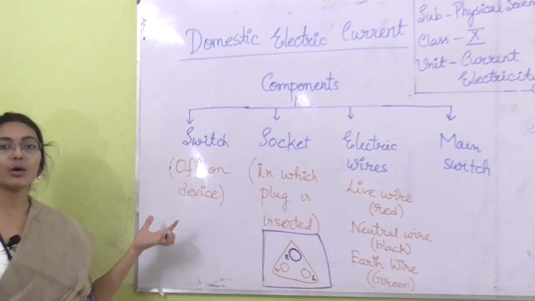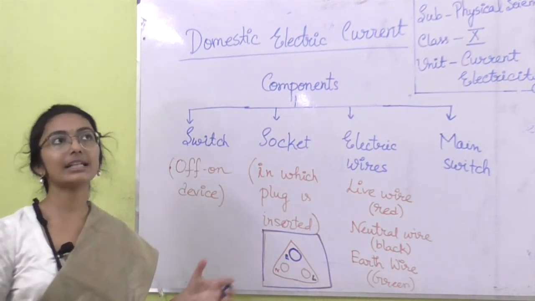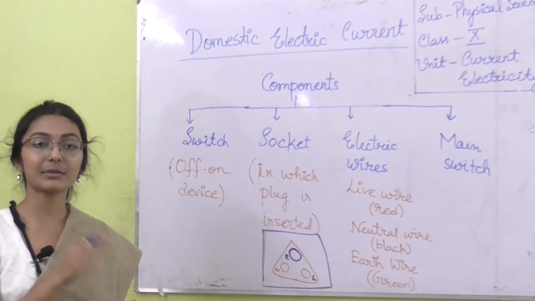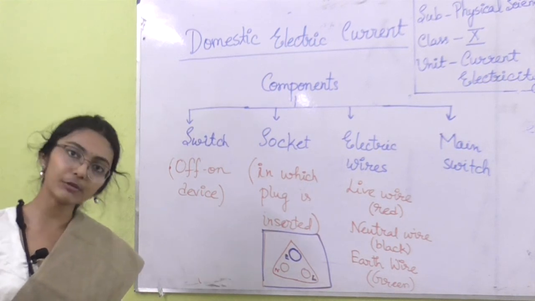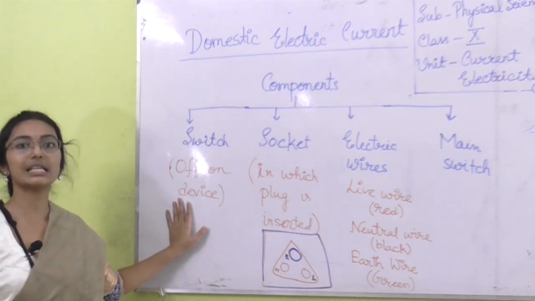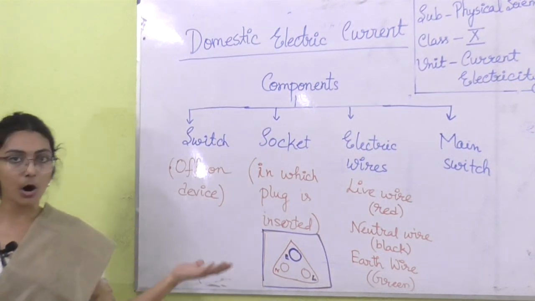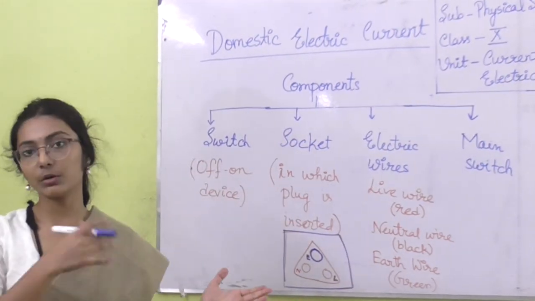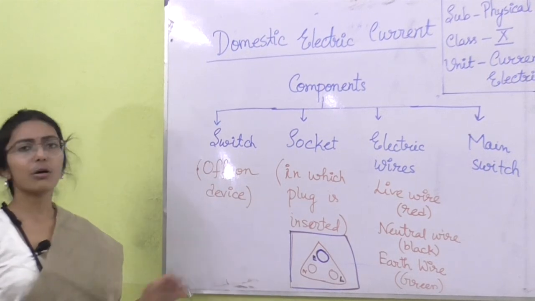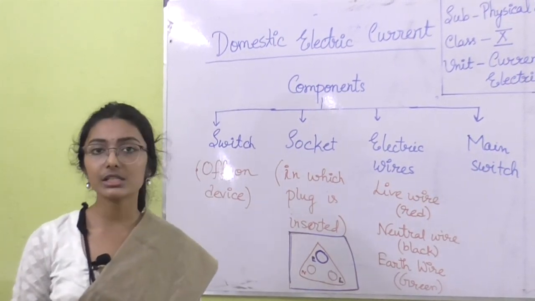The last component is the switch. That is an off-on device by which you can break the electric circuit or join it. That means electricity will pass through the conductor or wires only when the switch is on, and if the switch is off, electricity will not pass through the electric wires. So these are the basic components of electric circuits used in our homes.